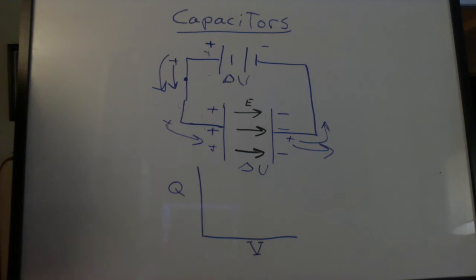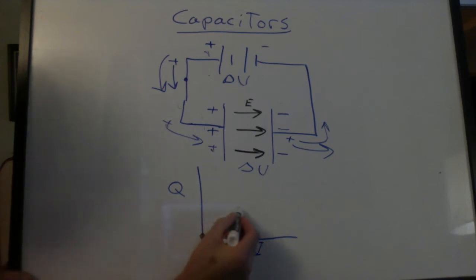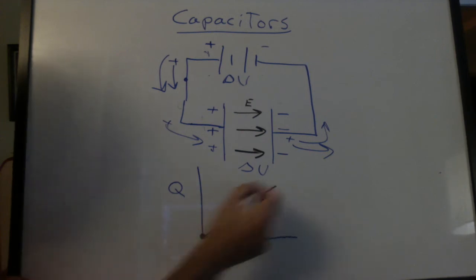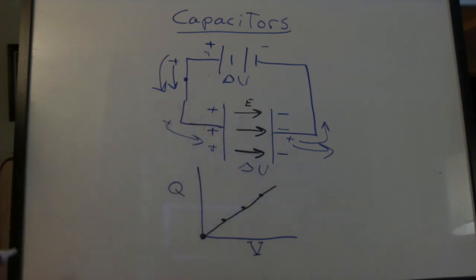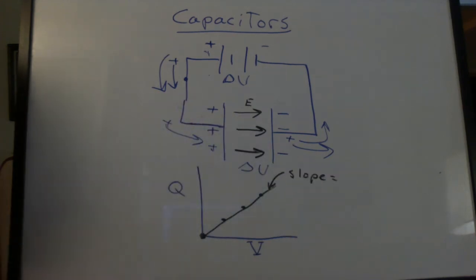We can make a graph of charge on the plates versus the voltage across the plates of the capacitor. When there's no charge on the plates, we have no voltage. As the voltage across the plates builds up, that's because there's more charge. And the relationship is linear. More charge on the plates creates more electric field, which makes more voltage. The slope of this line is charge over voltage, which is what we call capacitance.